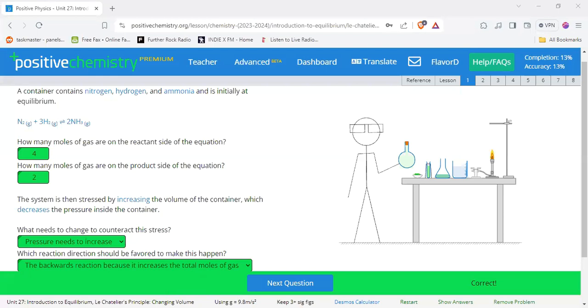Let's talk about Le Chatelier's principle, changing volume. On question 1, we have again our ammonia reaction, and it's at equilibrium. So how many moles are on the reactant side? Well, what they mean is this is an invisible 1, and that's a 3. So if we had a mole of reactions, remember, a mole is just a number, so you can have a mole of anything.